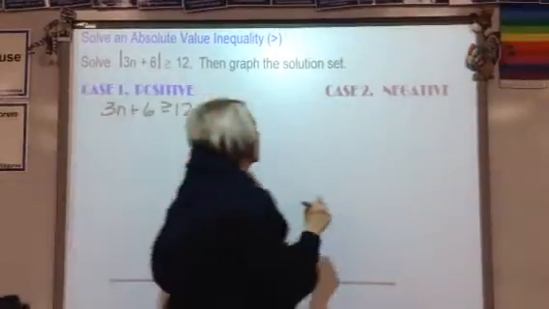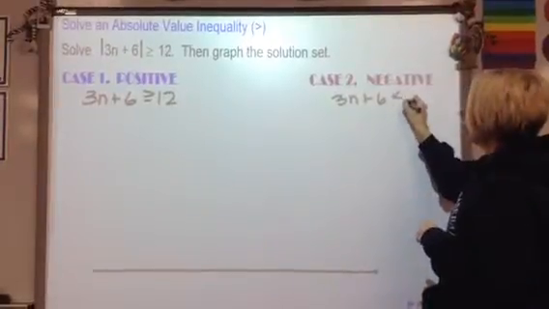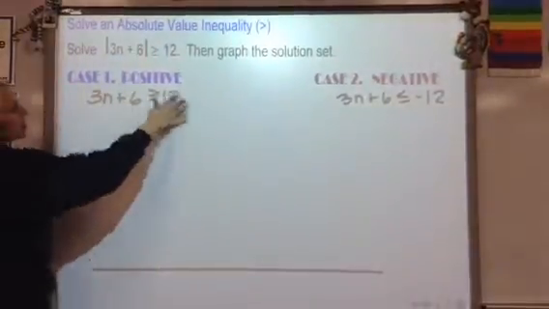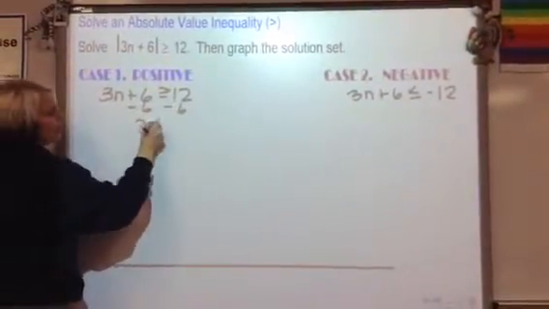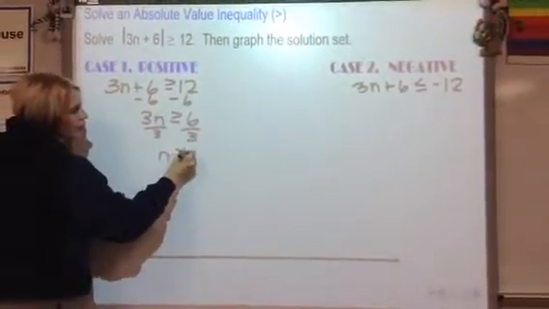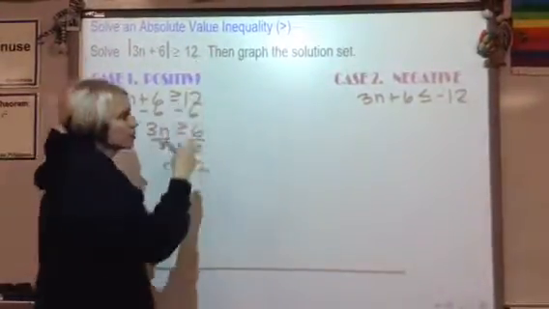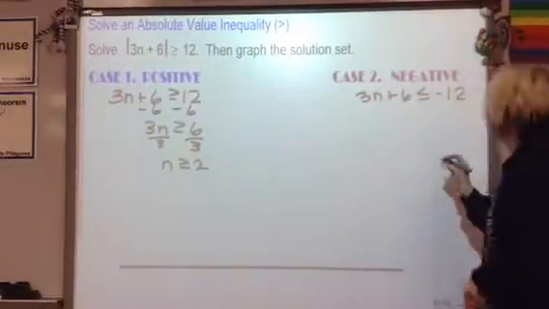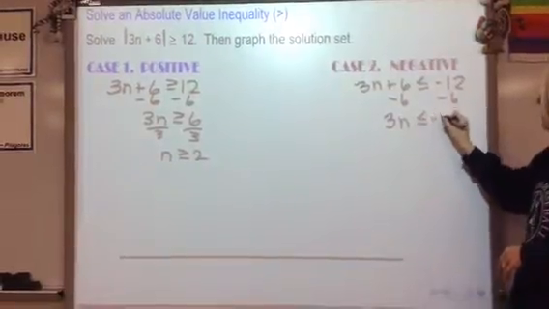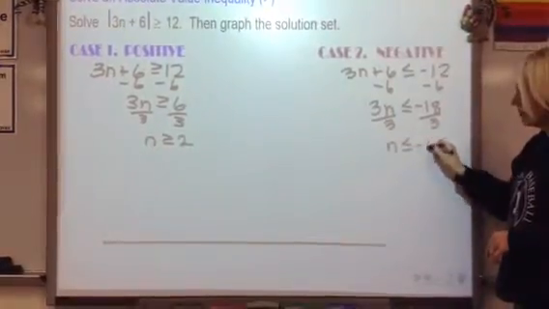Now we're going to go to the negative case. Do you remember what we do? Two things. We're going to flip the symbol, and we're going to make it negative. We do those two things every time we do a two case. So let's go to the positive. We subtract 6. 3n is greater than or equal to 6. Divide by 3, and we get n is greater than or equal to 2. Now we know that this should be either 2 rays or 1 ray because it's a greater than symbol. We'll look at the graph and see what happens. For the negative case, subtract 6. We have 3n is less than or equal to negative 18. Divide by 3, n is less than or equal to negative 6.